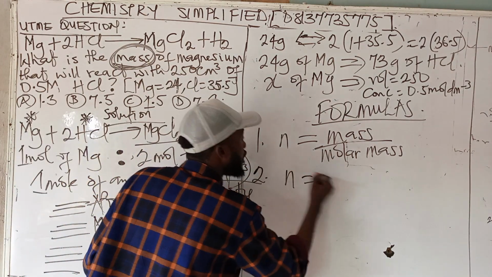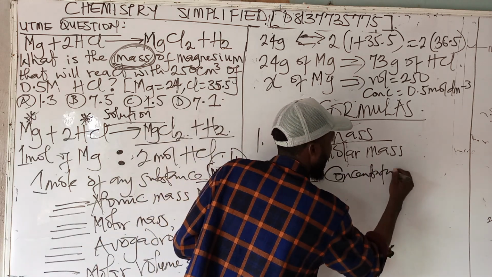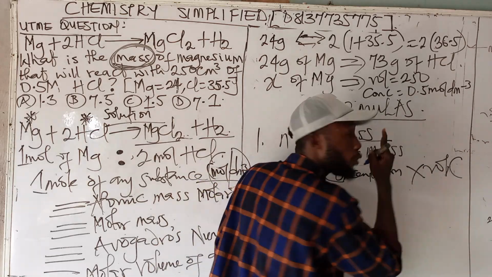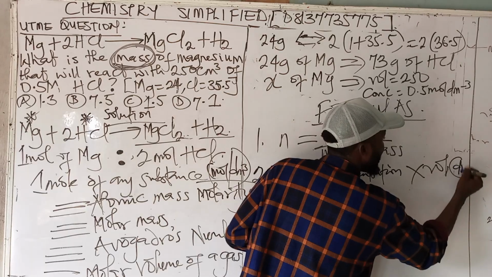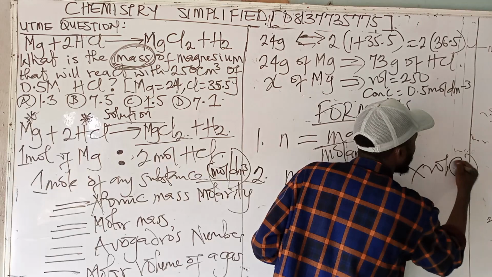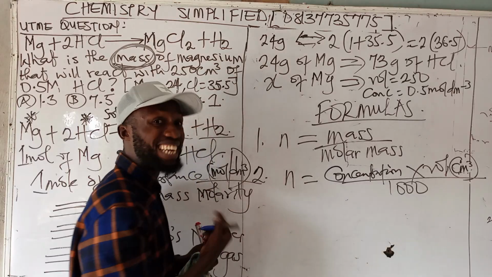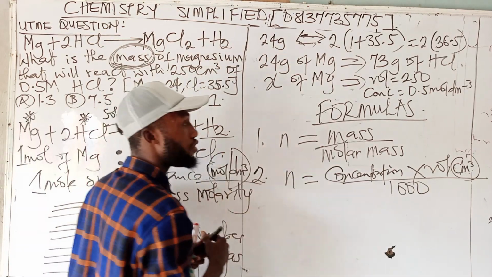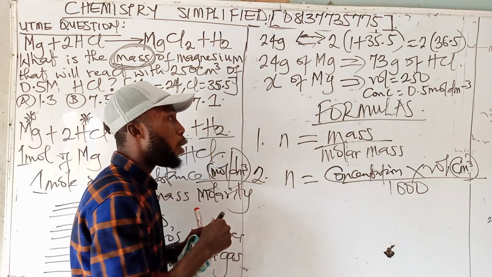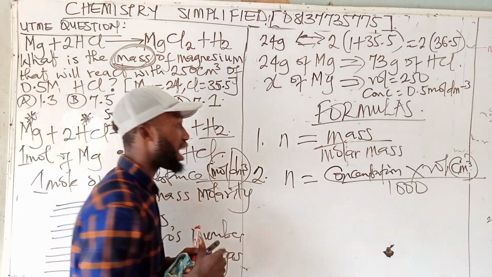Number 2, we have number of mole equal to C, the concentration in mole per dm cube, multiplied by volume. Note here, if your volume is in dm cube, this is the final formula. But if your volume is in cm cube, you divide by 1000 to convert your volume back to dm cube. Do you understand? Please take note of that. If you have your volume in dm cube, you don't have to worry about dividing by 1000. But whenever you see your volume to be in cm cube, that is when you divide by 1000. Do you understand? Alright, fine.